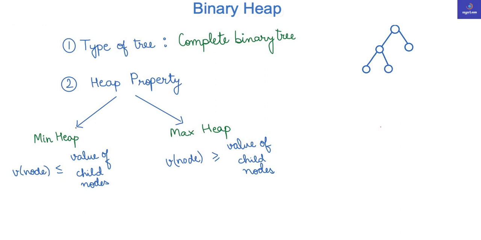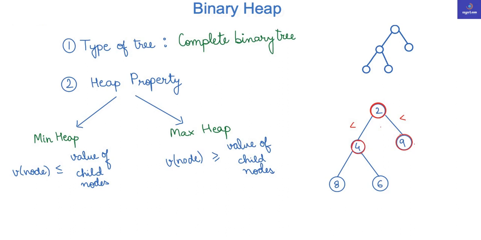So what is the heap property in a min heap? In a min heap, the value of the node is less than or equal to the value of all its child nodes. Let's take an example. Let's look at this node. What are the child nodes of this node? The child nodes are 4 and 9. The value of this node is 2, which is less than 4, and 2 is also less than 9. So the value of this node is less than the value of all its child nodes, and this node follows the min heap property.